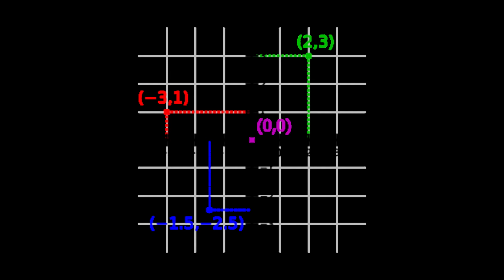M equals y final minus y initial, all divided by x final minus x initial. And another way of saying that is m, or slope, equals rise divided by run. That's the easiest way to remember it. Rise is how far you go up and down. Run is how far you go left and right.